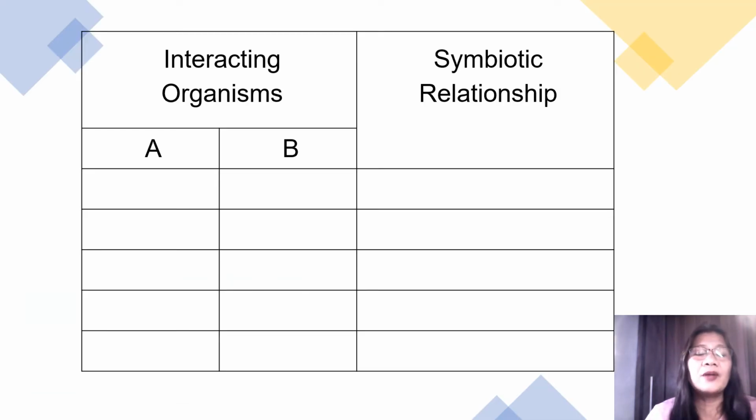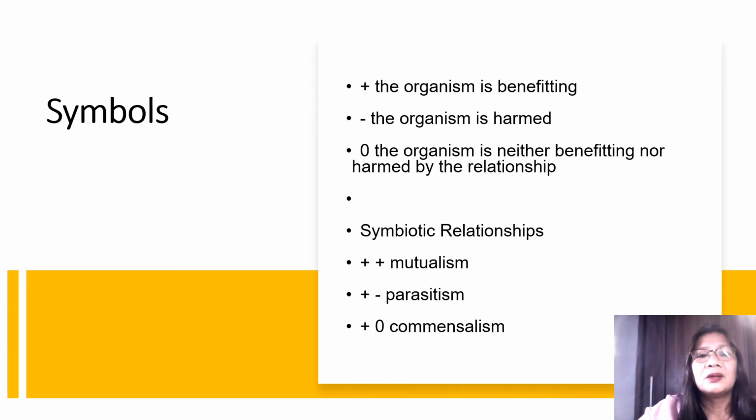Okay, so here is the table. We have the interacting organism and the symbiotic relationship. So in the table you will put what you observed. What particular organism have you seen in your mommy's garden? Okay, so here is the table. Next, the symbols. These are the symbols you will put inside the table.